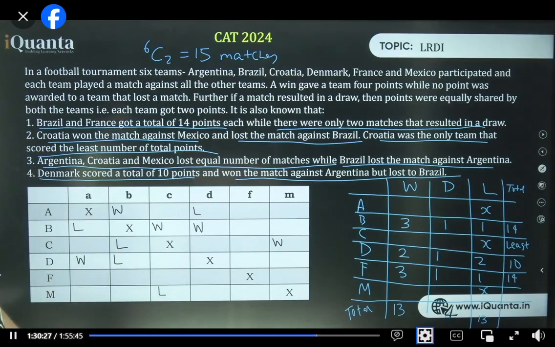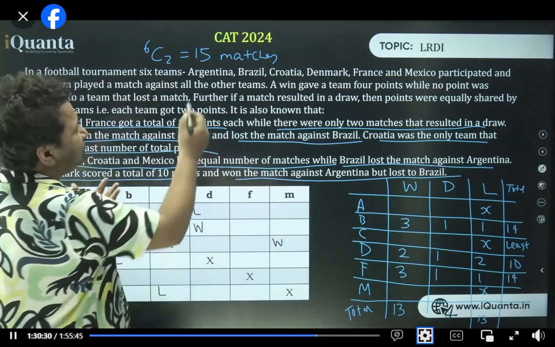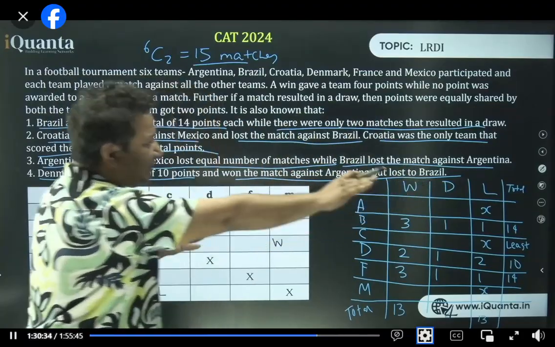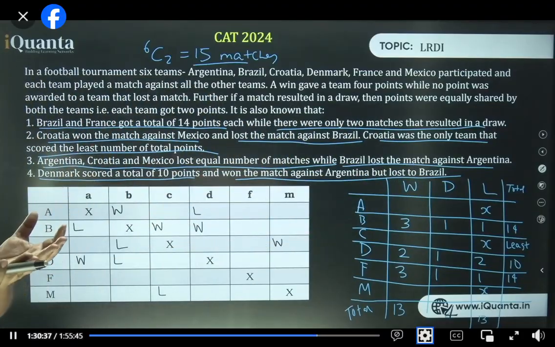So how 13 wins came, that is clear now, right? Total 15 matches are there. Only 2 resulted in draw. That means the other 13 had a definite result. In other 13 matches, they were winners and losers. Right?